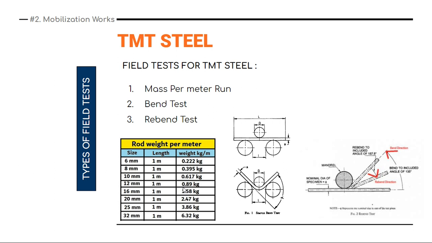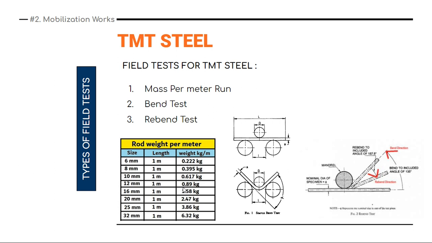Then second is a simple bend TMT test. Here a 1 meter rod is bent to 90 degrees. Then on the opposite side, you need to check whether there is a rupture or crack. If there is, then it is completely faulty, and you need to replace the steel.